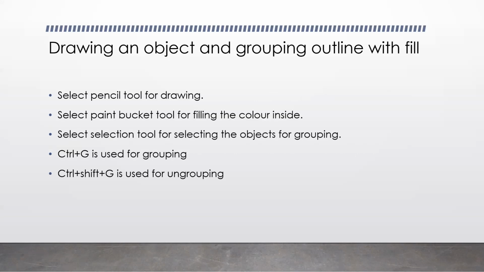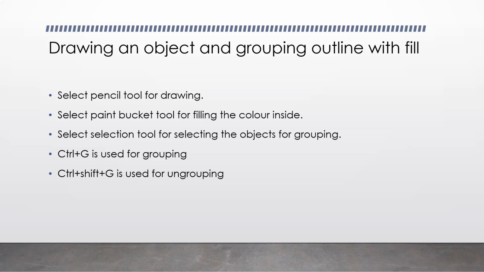Next heading is how to draw an object and group outline with fill. All right. In this, I have told you the procedure in the last class. I'm telling you the gist of that procedure. First is select the pencil tool for drawing. Here I have mentioned which tool to use for which purpose. For drawing an object, first of all you have to select the pencil tool in order to draw the outline. Then to fill in the color you have to choose the paint bucket tool.